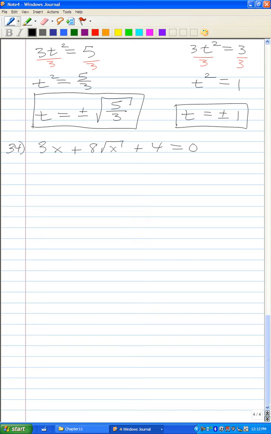So notice that this is quadratic in the square root of x. So this is quadratic in radical x. So I can actually factor this as (3 radical x plus 2) times (radical x plus 2). And let's see if I factored it correctly. 3 radical x times radical x is 3x. 3 radical x times 2 is 6 radical x. 2 times radical x is 2 radical x. So 2 rad x plus 6 rad x is 8 rad x. 2 times 2 is 4. So it factored correctly.